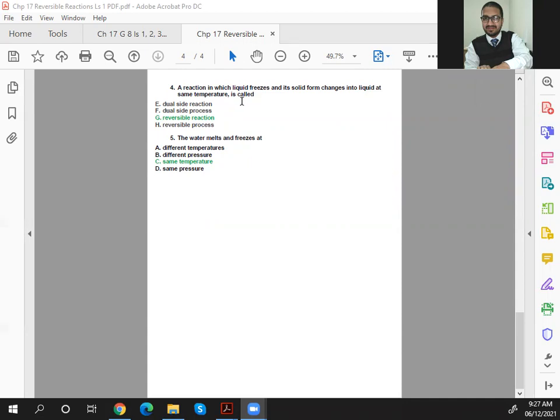What do we call this? It means solid and liquid go back and forth, liquid to solid and solid to liquid. Or you can say it is a temperature at which both states are present. Easy? Now you understand the statement? Now, first dual side reaction, dual side process, reversible reaction. So reversible reaction is the correct option. The water melts and freezes at.